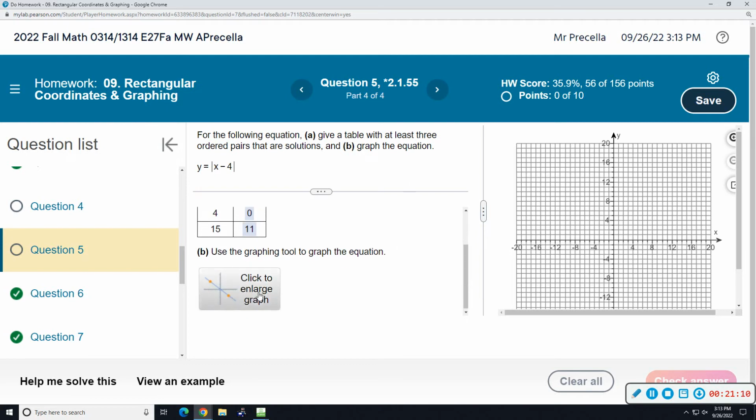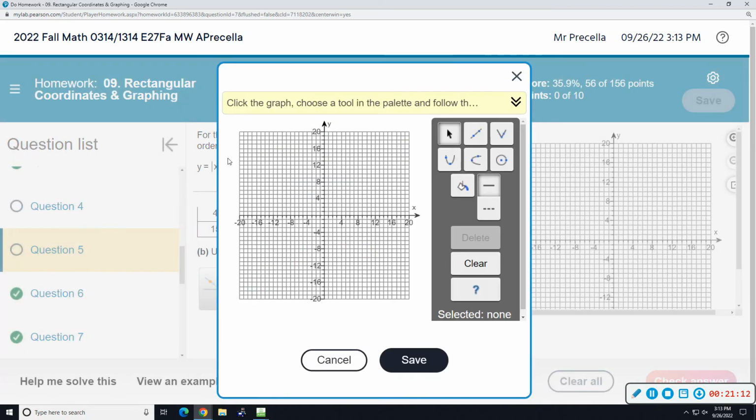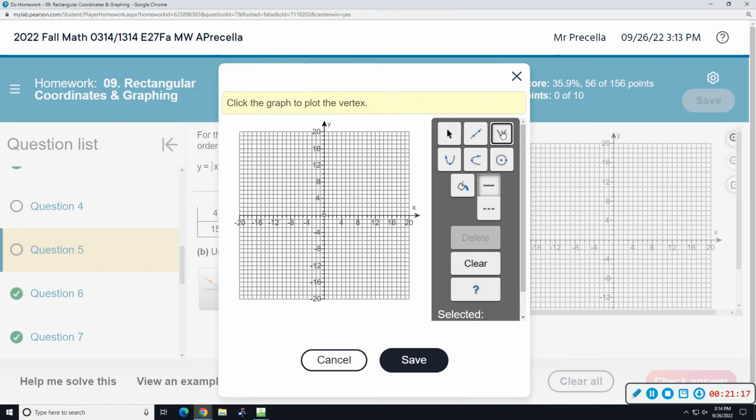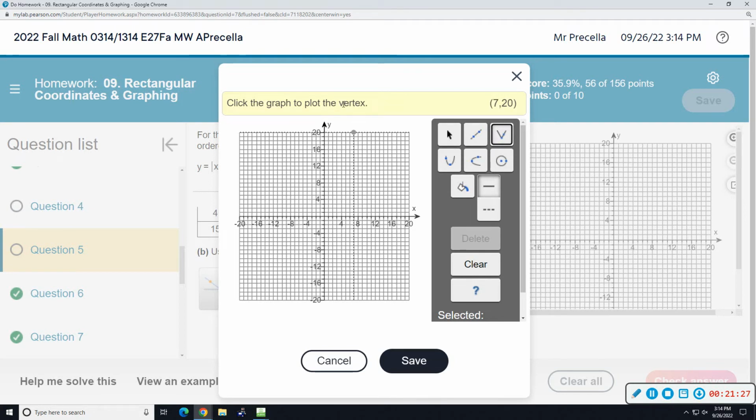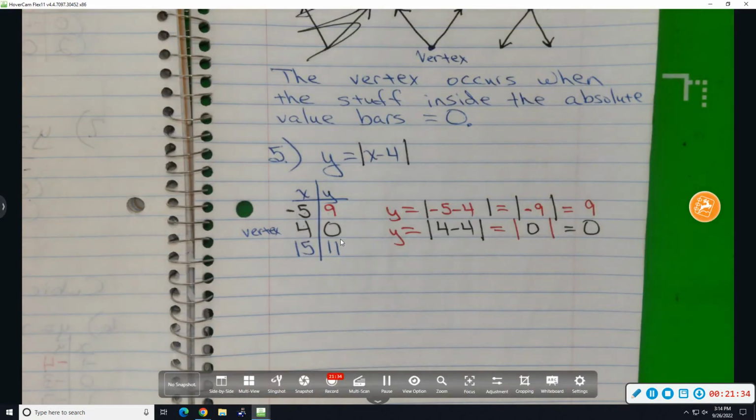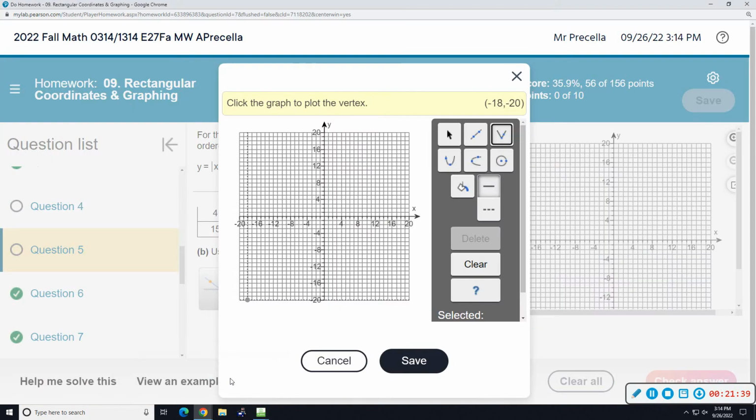So click here. We have to click our absolute value V, or absolute value tool, and notice what it says when you click it. It doesn't say just plot a point. It says click the graph to plot the vertex. They want you to plot the vertex. That's why you have to know that the vertex was at 4, 0. Okay? So we come over here, click 4, 0. Is that the point I wanted?